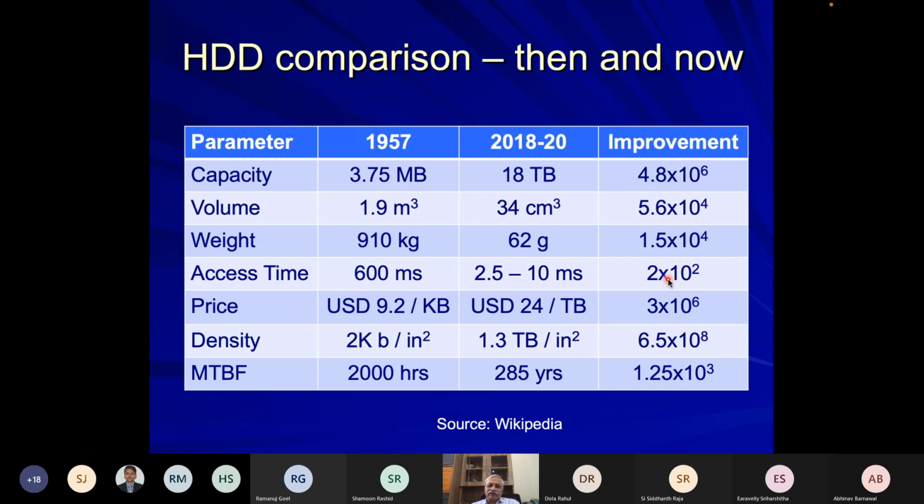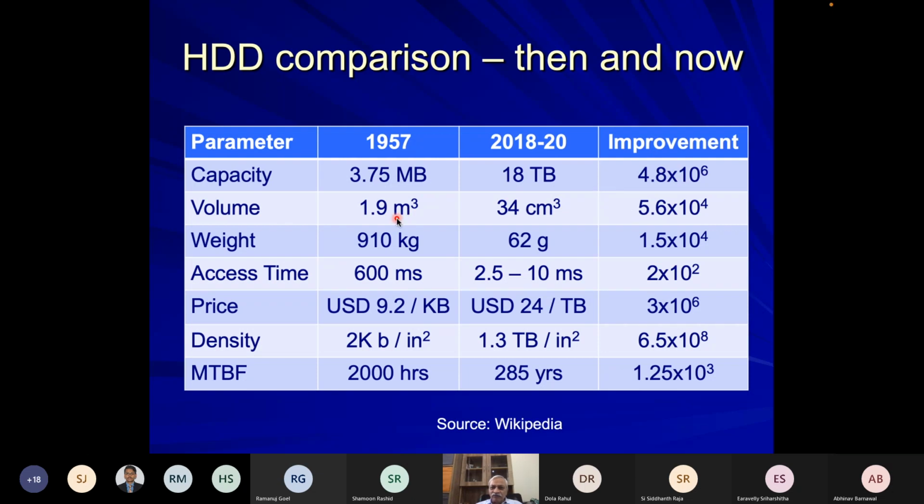Here is an interesting comparison which I have picked from Wikipedia. It is showing several parameters pertaining to disk drives with an interval of something like 6 decades. So how a disk in 1957 looked and how it looks today. In terms of capacity, you have 3.75 megabytes and 18 terabytes now. The last column is indicating the factor of improvement.